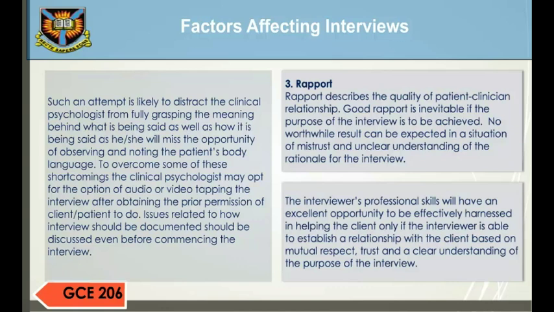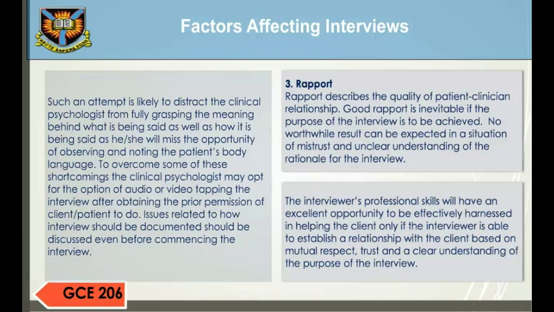as he or she will miss the opportunity of observing and noting the patient's body language. To overcome some of these shortcomings, the clinical psychologist may opt for audio or videotaping the interview after obtaining the prior permission of the patient to do so. Issues related to how the interview should be documented should be discussed even before commencing the interview.